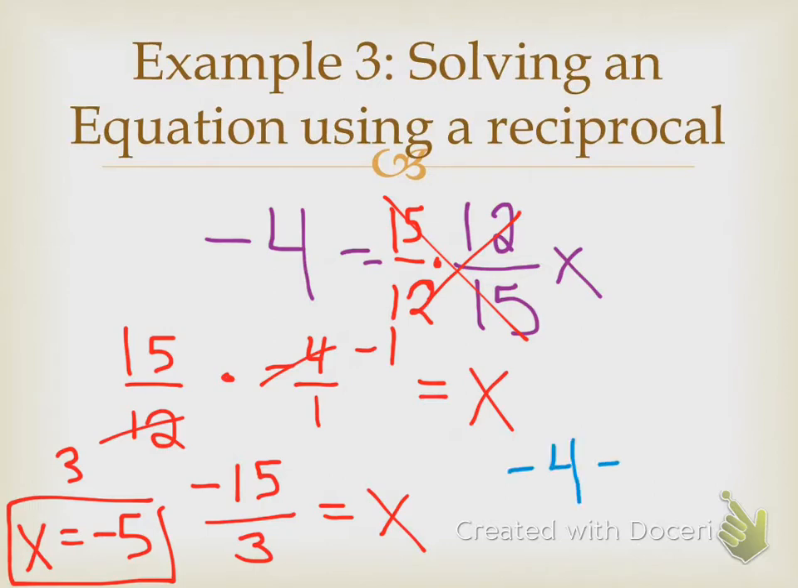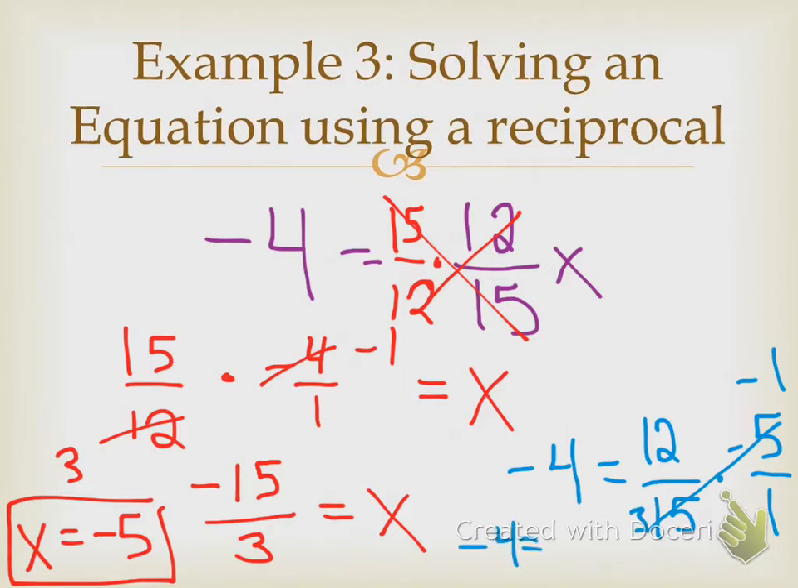Negative 4 equals 12/15 times negative 5. Cross cancel down to a negative 1 and 3. And negative 4 equals 12 over 3. I'm sorry, negative 12 over 3 because 12 times negative 1, and negative 4 equals negative 4. It checks out. Obviously, you'll have more room on your paper.